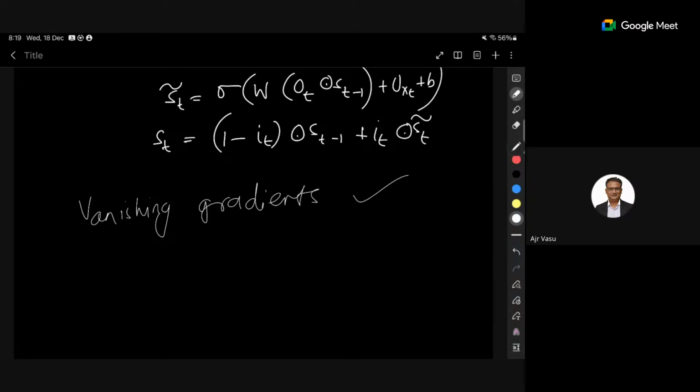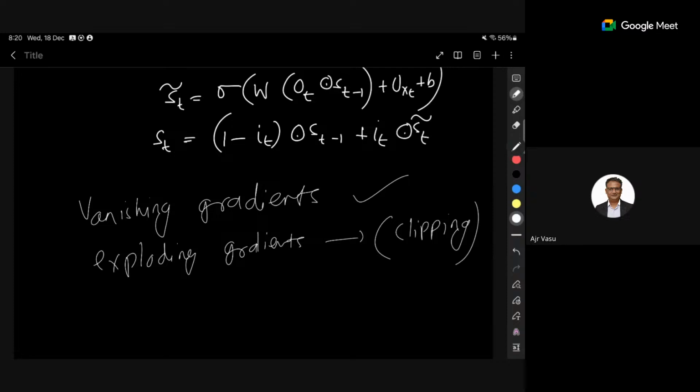Okay. Exploding gradients you can handle easily by clipping it, right? So clipping means you set some rule that it should not go beyond 3 or something. Anything you can set, that the gradient should not go beyond this value. So exploding gradients you can resolve using clipping, right?